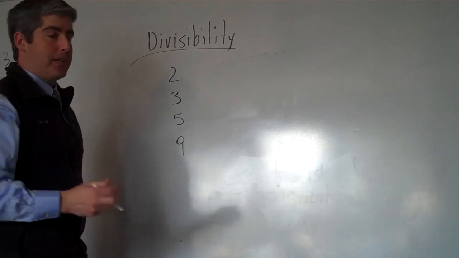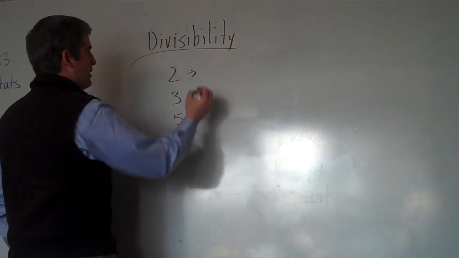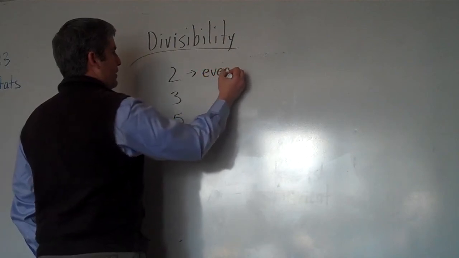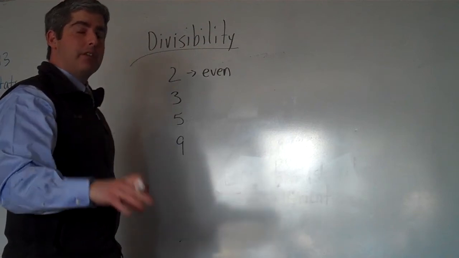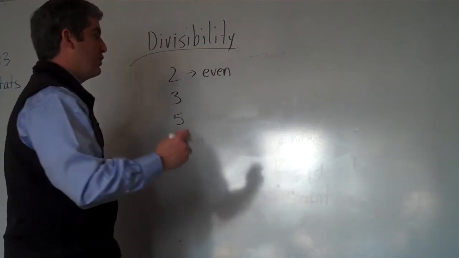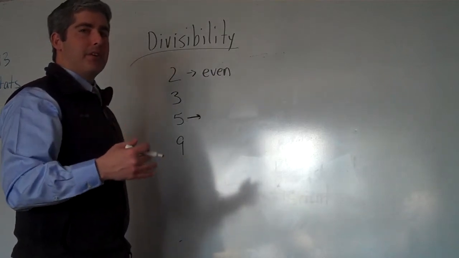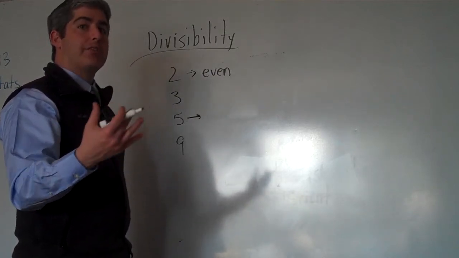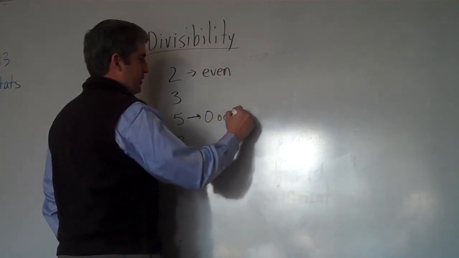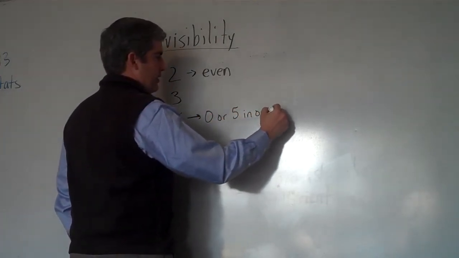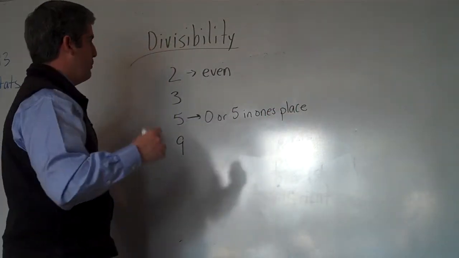2 and 5 are pretty easy. You know a number is divisible by 2 if it is an even number. If your dividend is an even number, then it's definitely divisible by 2. 5 is also easy. If the number has a 0 or a 5 in the ones place, then it is divisible by 5. So 2 pretty easy things.